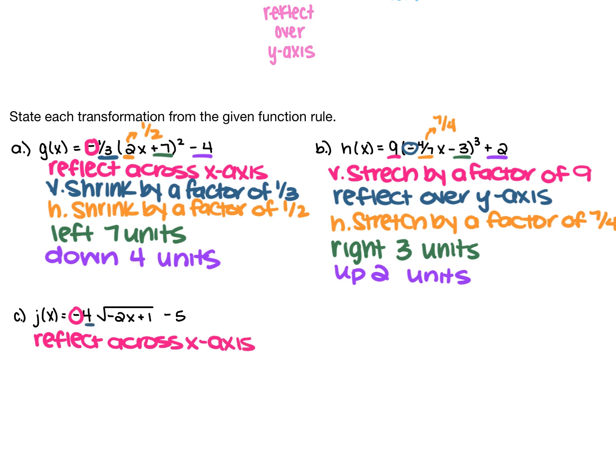Next, you have that 4, which is in front of the square root. So keep it as it is. Compare it with 1. It's greater than 1, so that's a vertical stretch by a factor of 4.